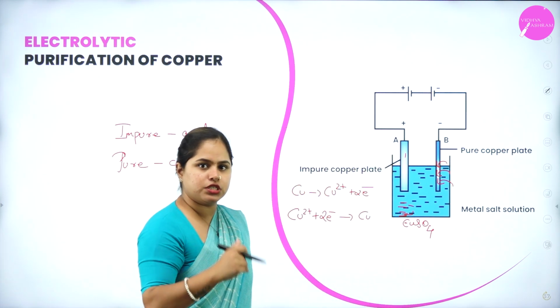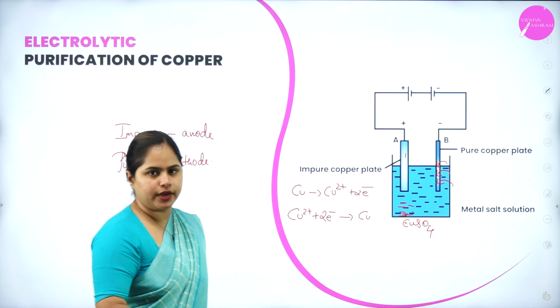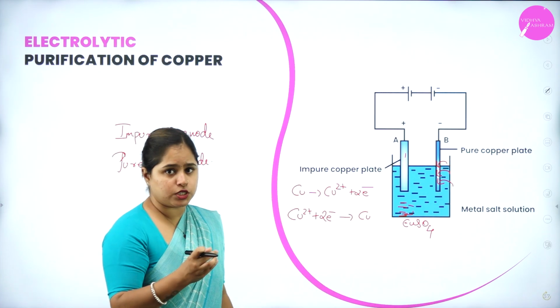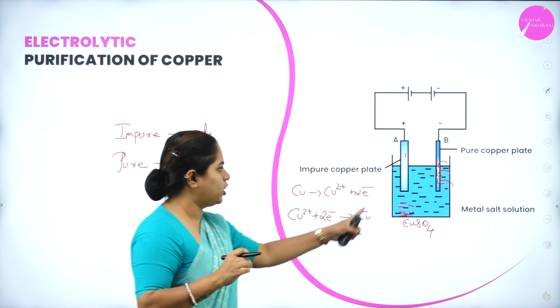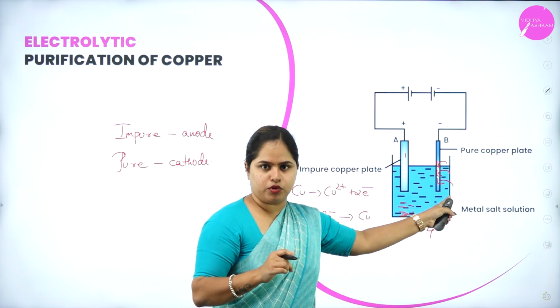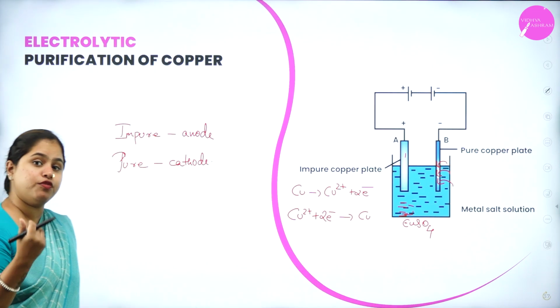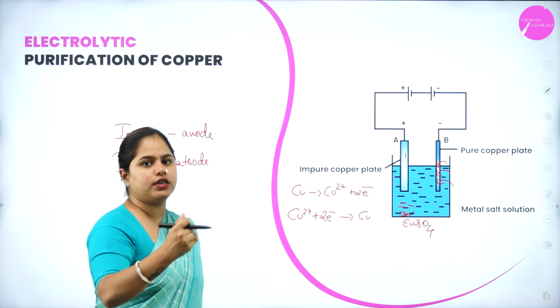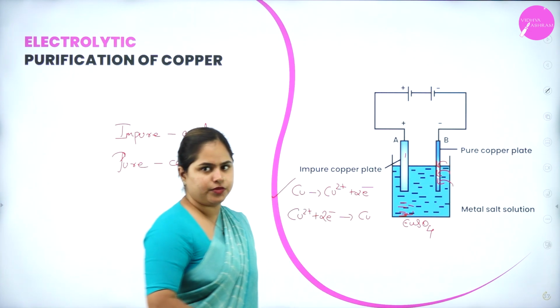So as the process continues, what will happen to the size of this? Impurities are going to settle down. The size of anode becomes smaller and smaller, and the size of cathode becomes larger and larger, because the pure copper will be deposited here. So what you have to remember, in the process of purification of any metal, the impure one is going to be taken as the anode. It will undergo oxidation, right?